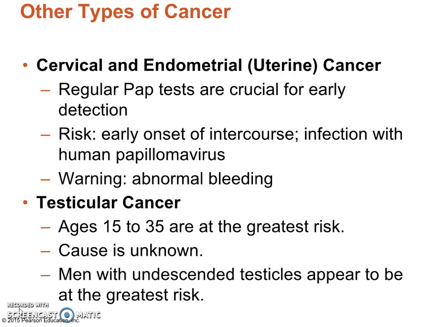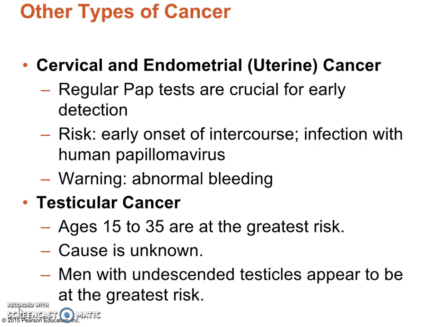One warning sign for either of these, cervical or uterine cancer, is abnormal bleeding. So that's something that you want to watch out for. If you're bleeding heavily in between periods, that is a sign something is going on.